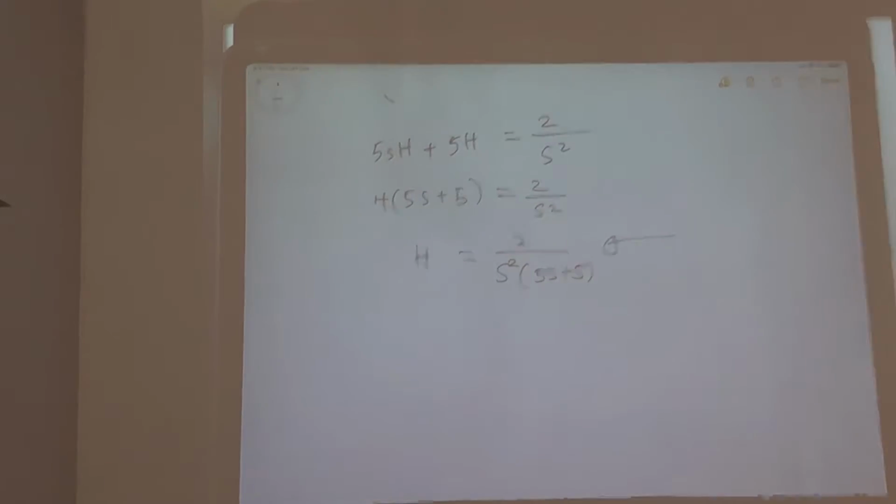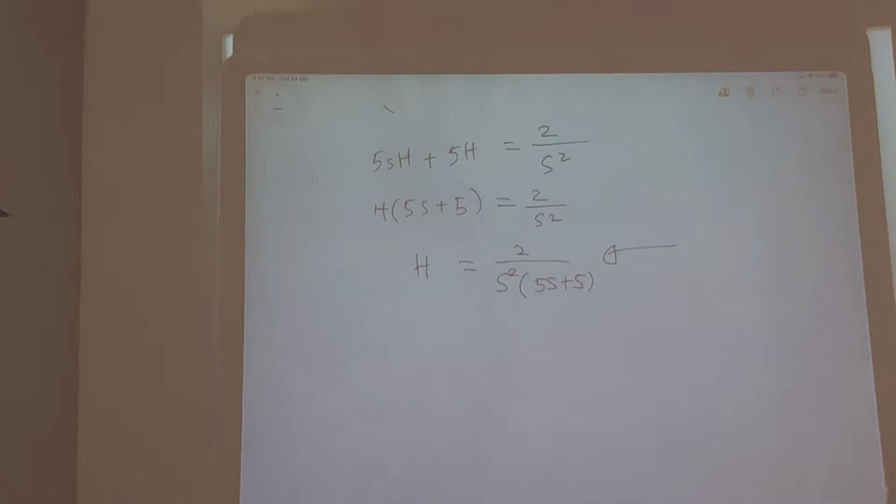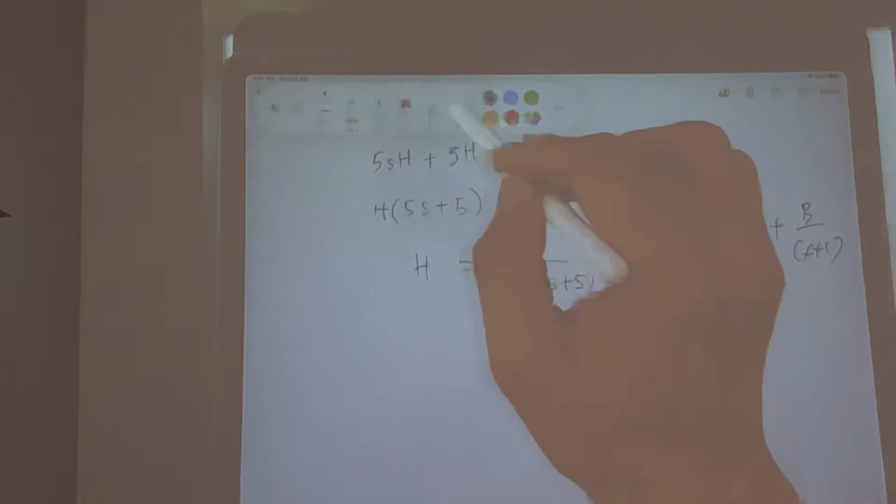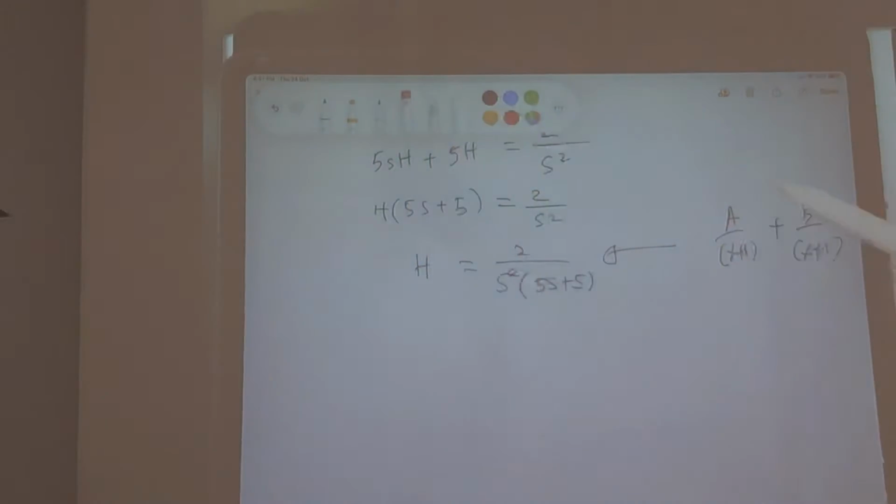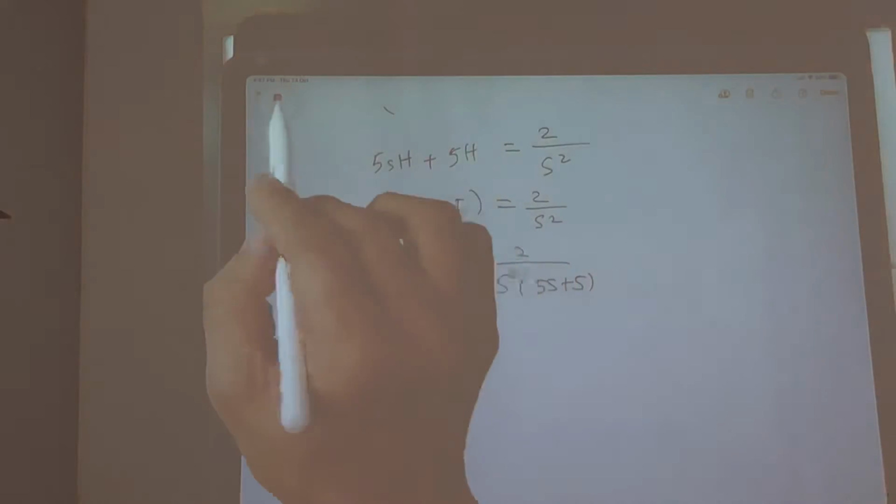The easier way to break it is actually to use partial fractions, right? I can break this one into a divided by x plus 1. Remember yesterday I showed you b x plus 1, things like that, right? But in this case, how many factors do I have at the denominator? I have 2, right? One is s power 2, one is 5s plus 5, correct?